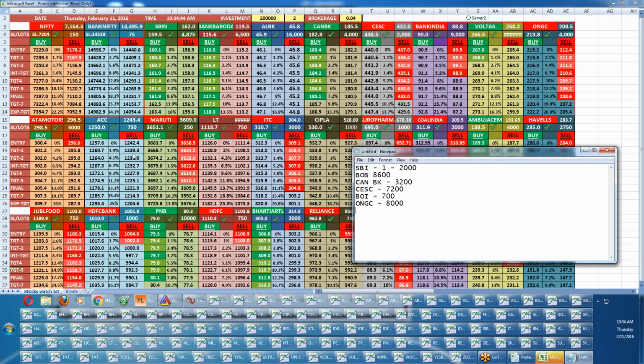There is a buy call in Max Bank 1. Maruti, 30 rupees on Maruti.